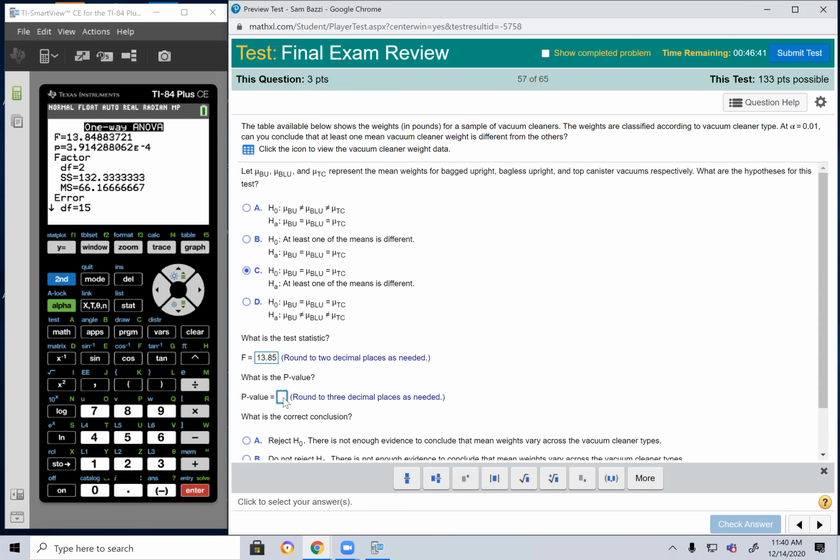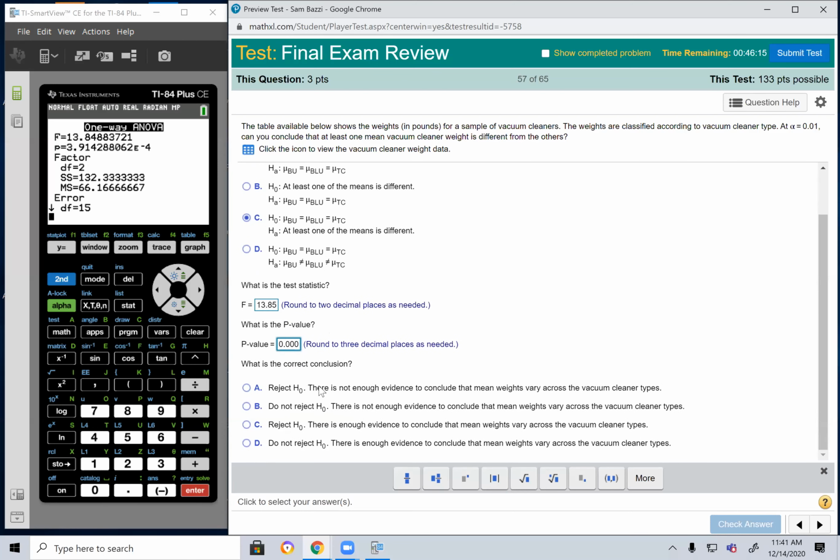What's the p-value? You see the E minus 4, guys. I'm glad that this happened, so you see what to do here. Don't put 3.91. That will be wrong. You move the decimal place 4 digits to the left, so it's going to be 0.00039. How many decimals? He says 3, so it's going to be 0.000.